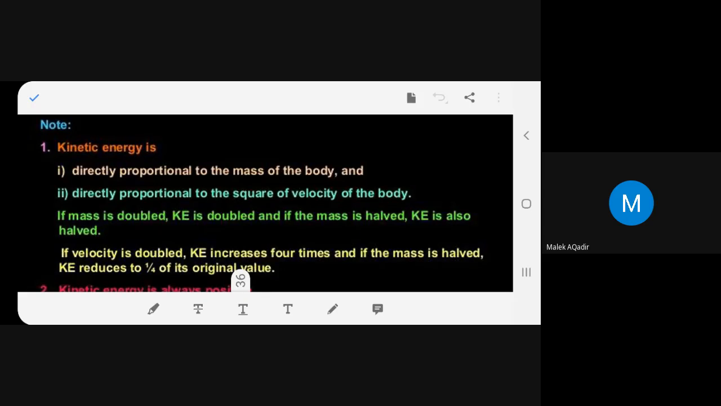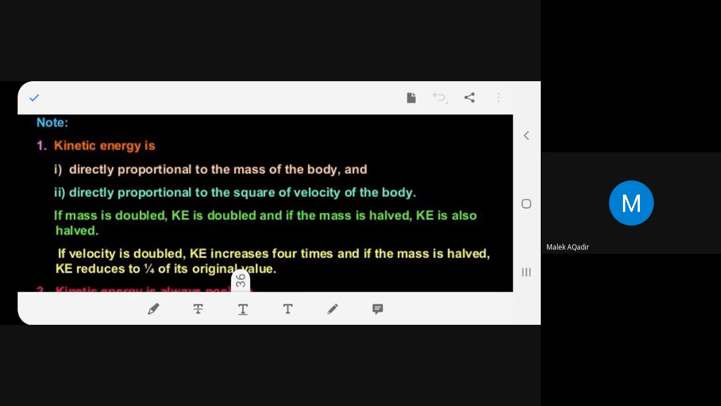Read it again. If mass is doubled, kinetic energy is doubled, and if the mass is halved, kinetic energy is also halved. If velocity is doubled, kinetic energy increases 4 times, and if the velocity is halved, kinetic energy reduces to one fourth of its original value. Fine. So what is kinetic energy?